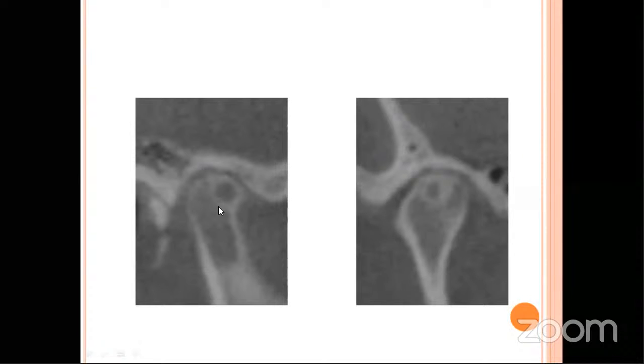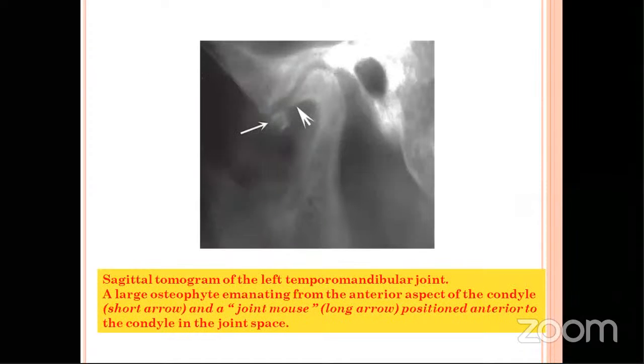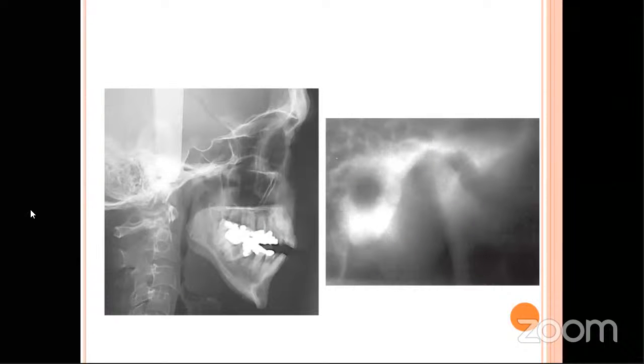So here is an image showing the condyle with some radiolucency, called the Ely's cyst, seen in osteoarthritis. Okay. So this is a sagittal tomograph of the TMJ showing osteophyte and joint mice. So joint mice, Ely's cyst, are features of osteoarthritis.